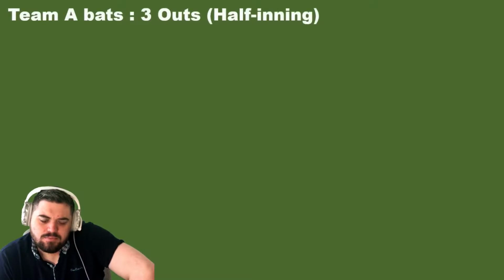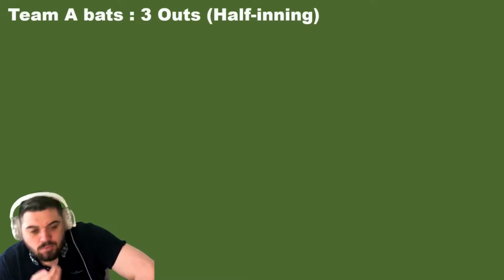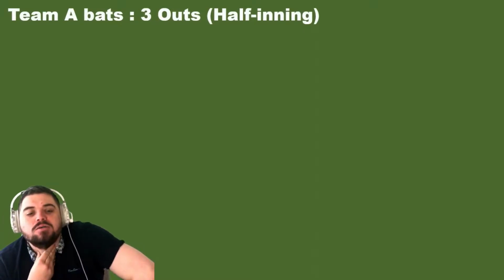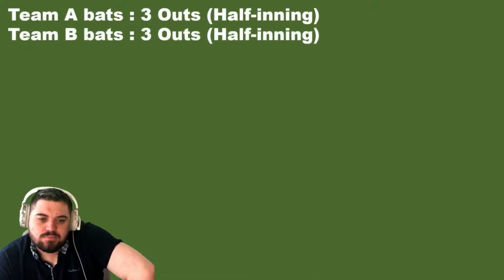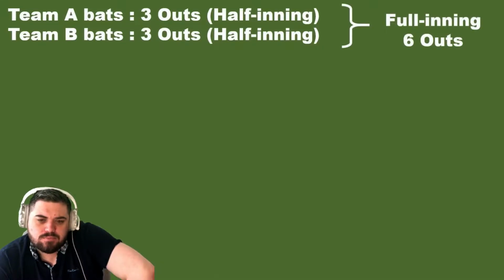Let's understand from a high level. When a team is batting, they get 3 outs. If a team gets 3 outs, their inning is over, and then the other team would come to bat and they would need to field. So then team B comes and bats. So they also get 3 outs. These are called half innings. Combined, it's called one inning. So in one inning, they would have 6 outs.